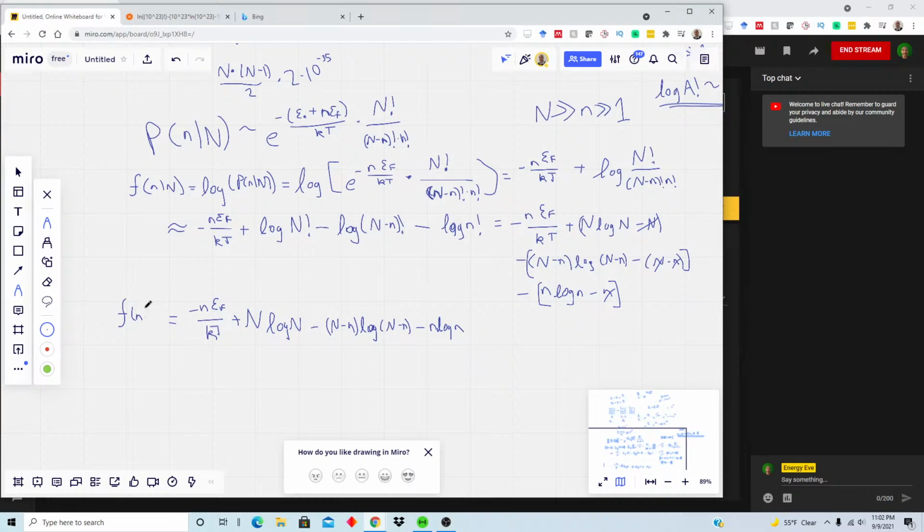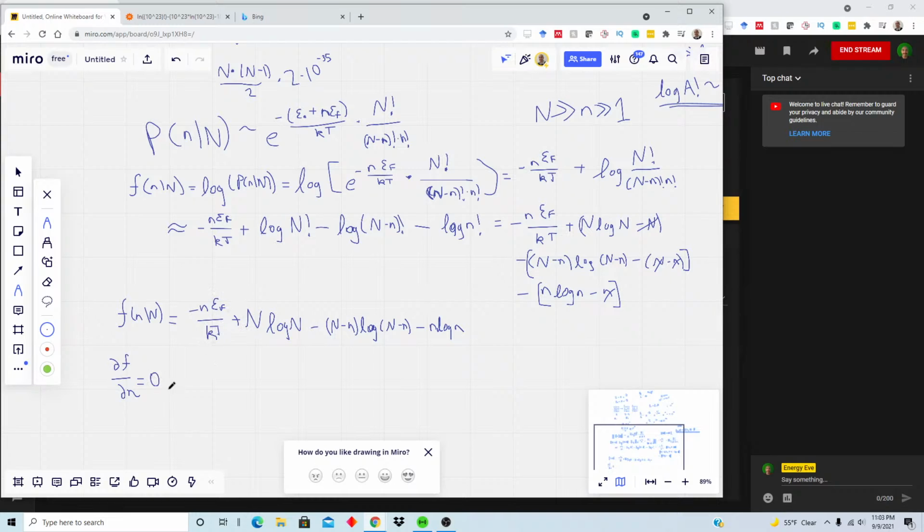And so what we want to do is we actually want to find out when is this function largest, right? We want to find out which n has the largest probability. And what's interesting is that if you take the logarithm of a function and it has a maximum, the maximum of the log is still going to be the maximum of the original function. So we want to find out the maximum of this one. And we can do that by taking the derivative with respect to n and setting it equal to 0.